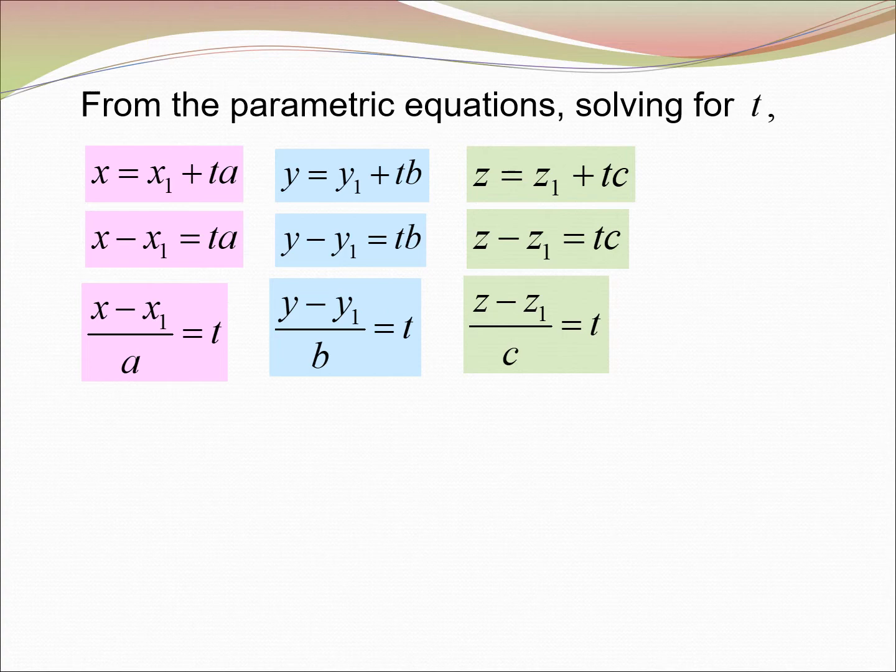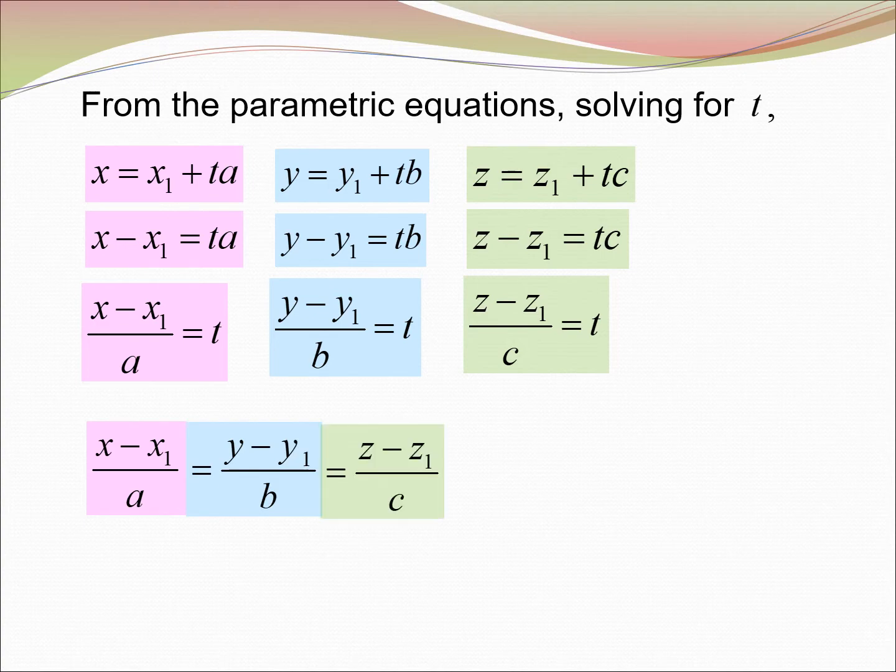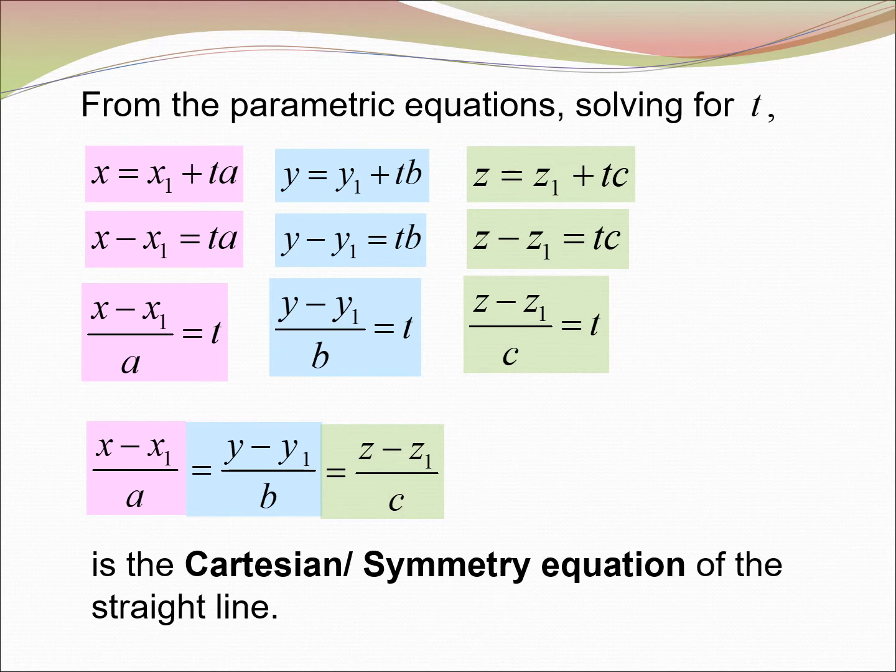Since for these three equations the right side is equal, then of course the left side is also equal. So we will get x minus x1 over a is equal to y minus y1 over b equal to z minus z1 over c. This is the Cartesian or symmetric equation of a straight line.